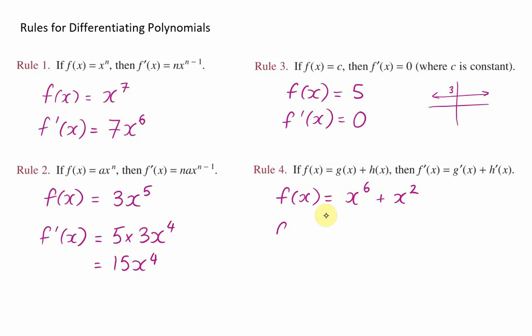And what the rule tells us is if we want to find the derivative of that whole function, we do the derivative of each part that's added together separately. So the derivative of x to the power of 6 becomes 6x^5, plus the derivative h dash of x, which is the derivative of x squared, and that becomes 2x to the power of 2 minus 1, which is just 1, which we can write, but we don't need to write that one down. So we can give our final answer as 6x^5 plus 2x.